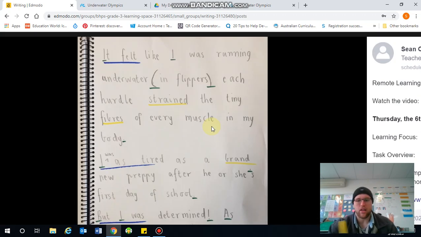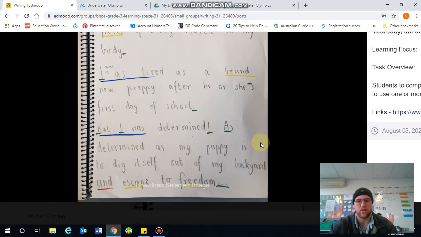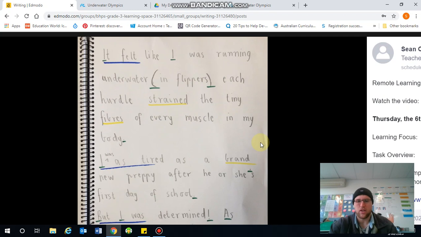Next one was the yellow, which is for vocab. I've got strained, fibers, brand, escape to freedom. Down the bottom, I thought the escape to freedom was a good phrase that I used. So I'm happy with that as well.